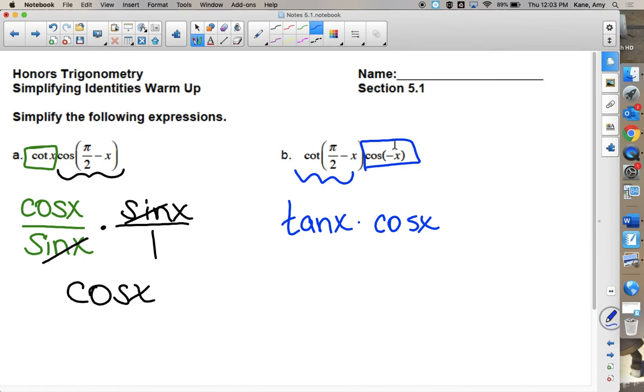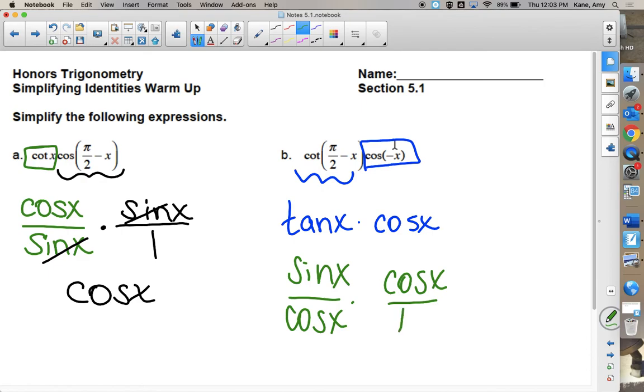Cosine is even. That's why the cosine of a negative angle is equal to just the positive cosine. So that's the first thing you have to do. But then from here, tangent times cosine doesn't really mean anything yet. So Mackenzie, anything else? And then our cosines cancel and you end up with sine. That's really using three different identities. So cofunction identity, the negative angle or even and odd identity, and then finally the quotient identity.